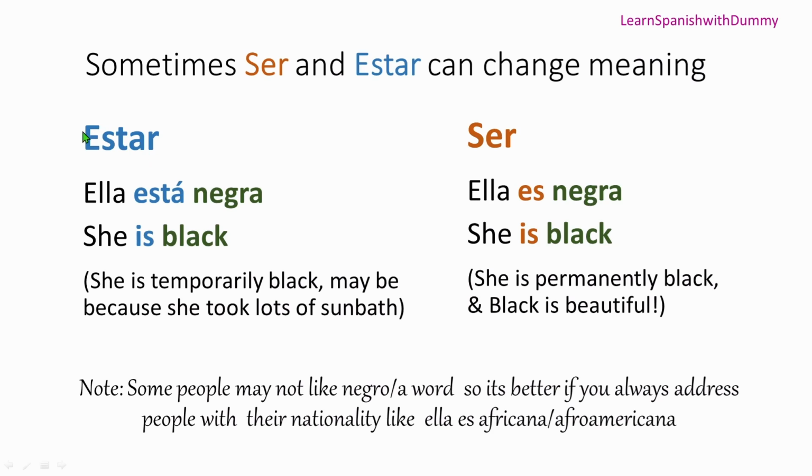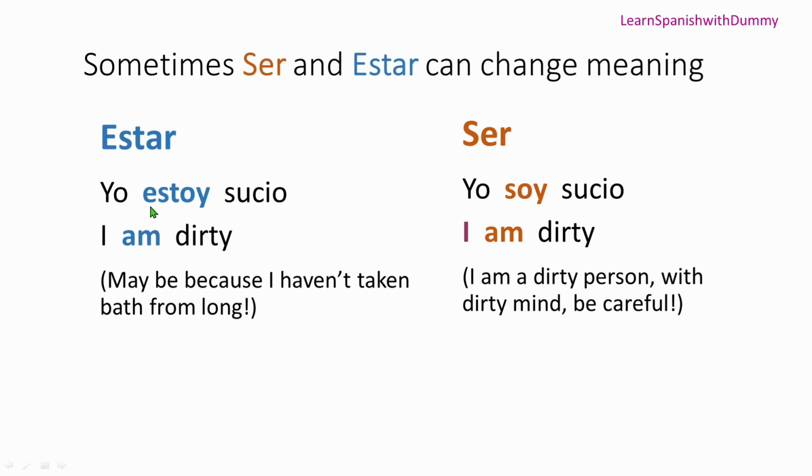When you use the estar form in a sentence, it brings a temporary quality, a temporary touch in the sentence. But using the ser verb, it brings a permanent touch in it. All right, and similarly the meaning changes. Okay, and now here note, some people may not like the word negro, so it's better if you always address people with their nationality, like ella es africana or afroamericana. All right, perfect.